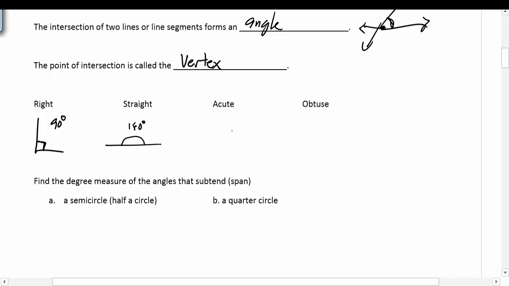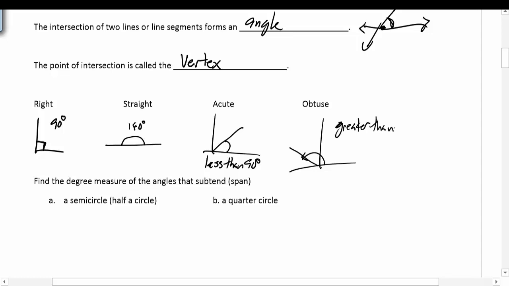We have an acute angle. So if we look at a right angle, an acute angle is anything that's less than 90. And we have an obtuse angle. So again, if we think about a right angle, then an obtuse angle is anything greater than 90, but in the same sense, less than 180.